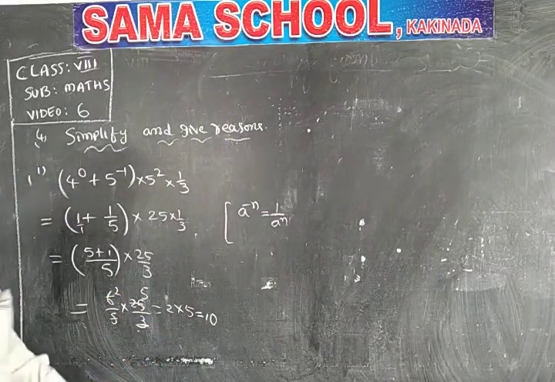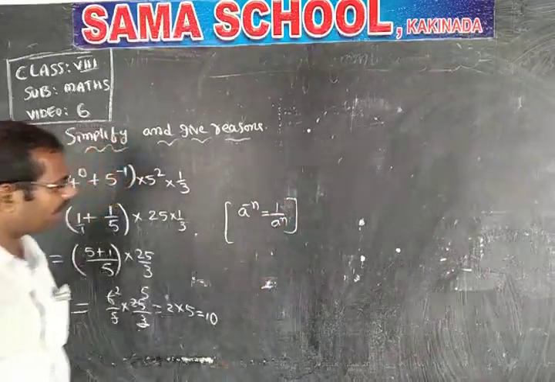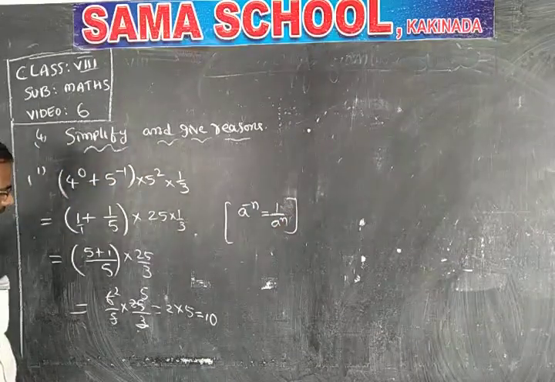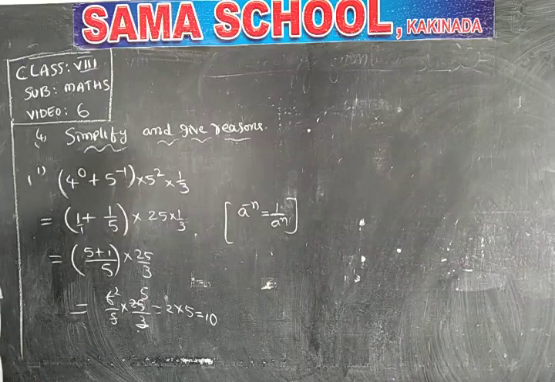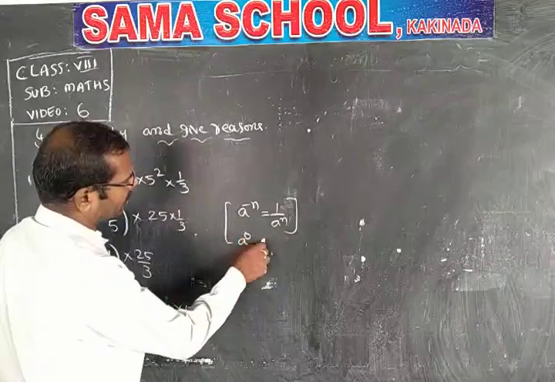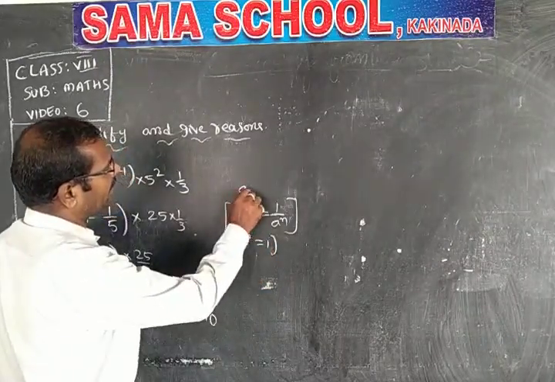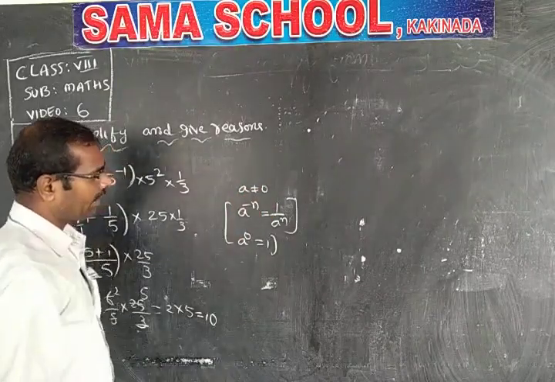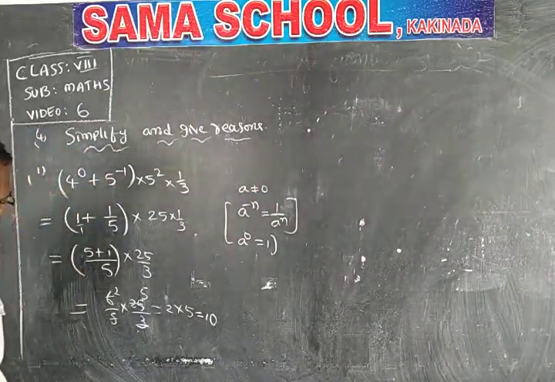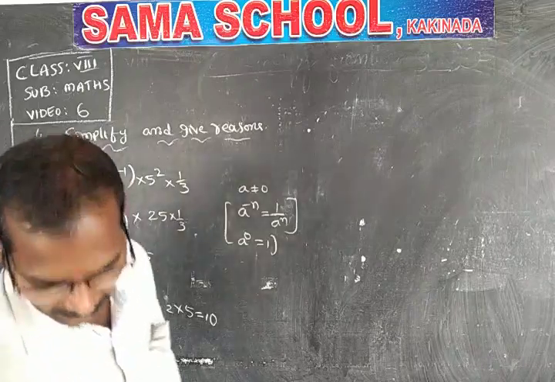Here a power minus n means you have to use 1 by a power n. That application only is there. Otherwise, you can write a power 0 is equal to 1, where a is not equal to 0. Next, I will continue with the next sum.